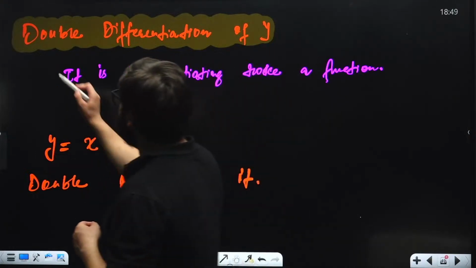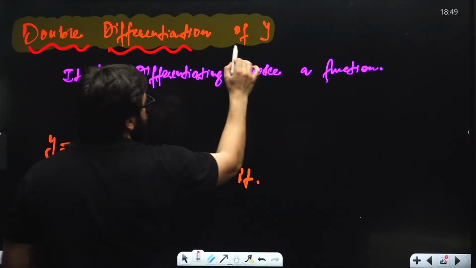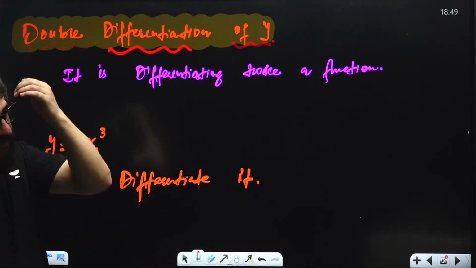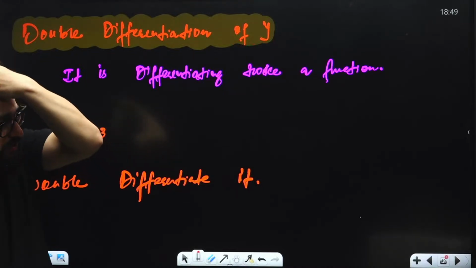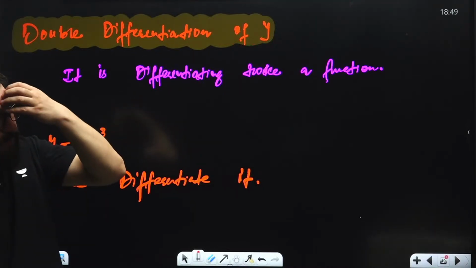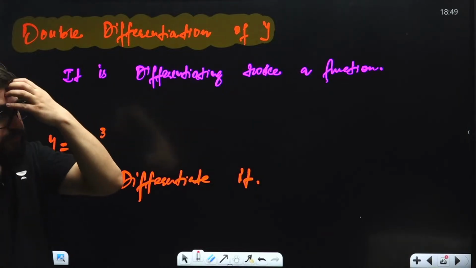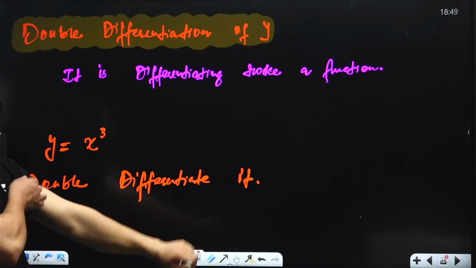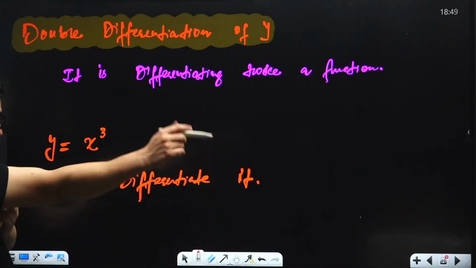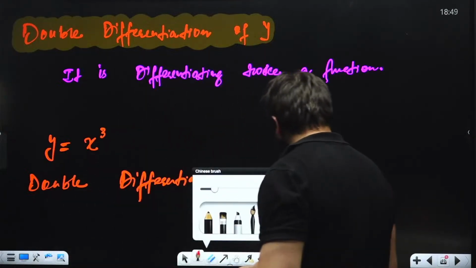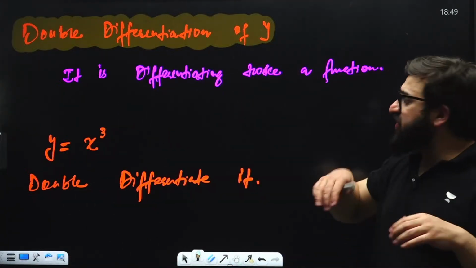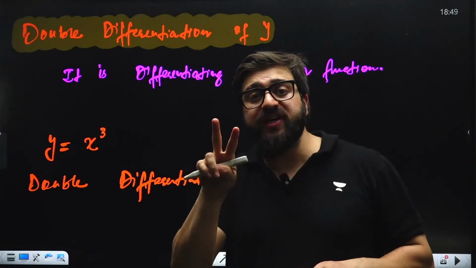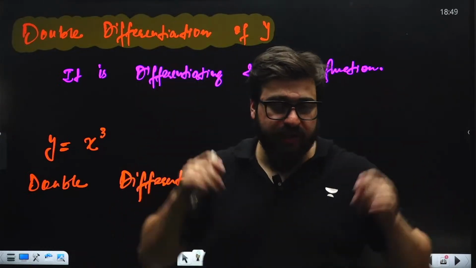Let's talk about now double differentiation of y. See guys, what does double differentiation actually mean? Double differentiation simply means differentiating a function twice. You have to do the differentiation twice. That's what we call double differentiation.